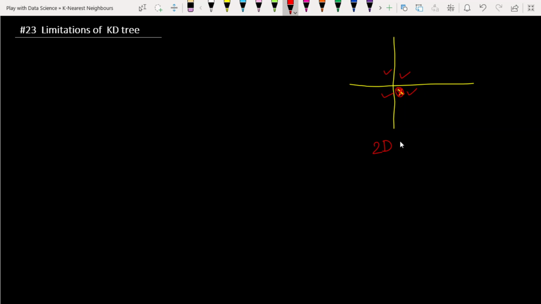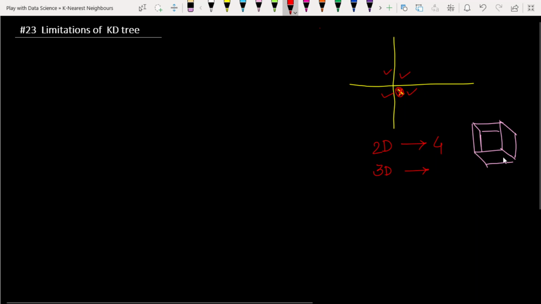the worst case, in 2D how many regions do we have? 4 regions. If we consider 3D, how many regions do we have? In 3D, if you draw the picture like that, our regions will look like this kind of picture. So in 3D we have three planes, which gives 8 regions. Suppose if your point is here, we have to compare for 8 planes.